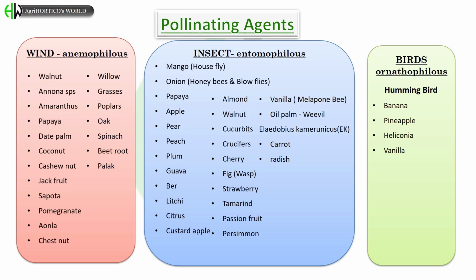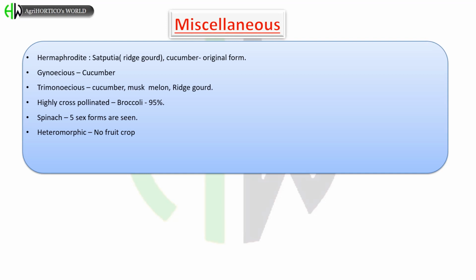We conclude this video with a few miscellaneous points. Hermaphrodite variety, Satputia in ridge gourd, and it is the original form of cucumber. Gynoecious, cucumber. Trimonoecious is seen in cucumber, muskmelon, ridge gourd. Highly cross-pollinated crop is broccoli, which has 95%. Spinach consists of 5 sex forms. And heteromorphic nature is not present in any fruit crop.